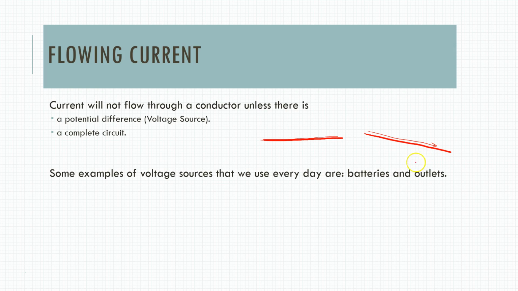Some examples of voltage sources, of potential differences that we use every day, of course, would be batteries and outlets. You use both of these a lot. Think about every time you charge your cell phone.